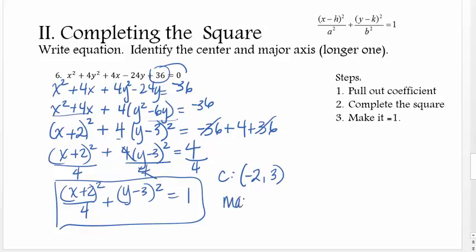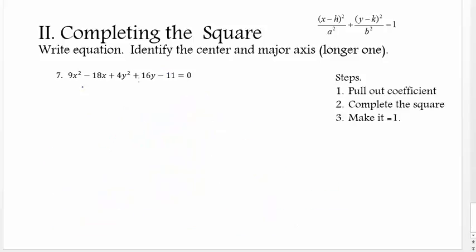And the major axis, well, which one is bigger? This has a 1 under it, really. So that means the x-axis is bigger. And so what that means graphically is that your ellipse goes side to side, not up and down.